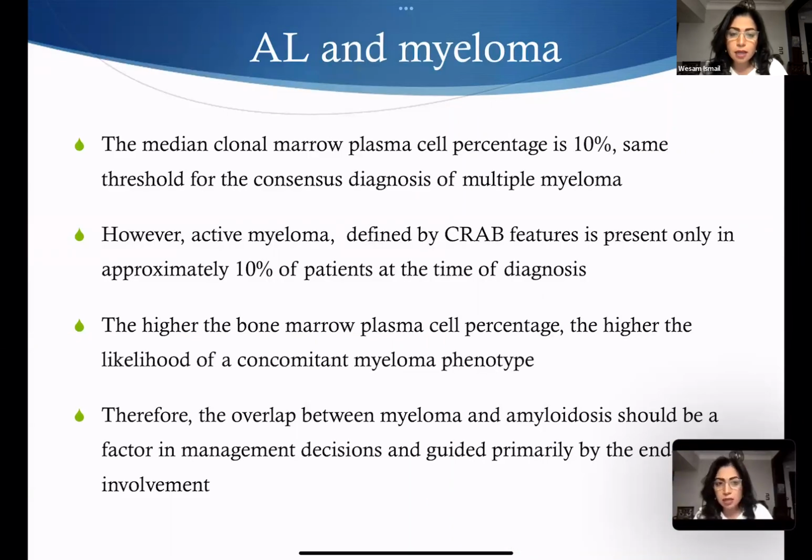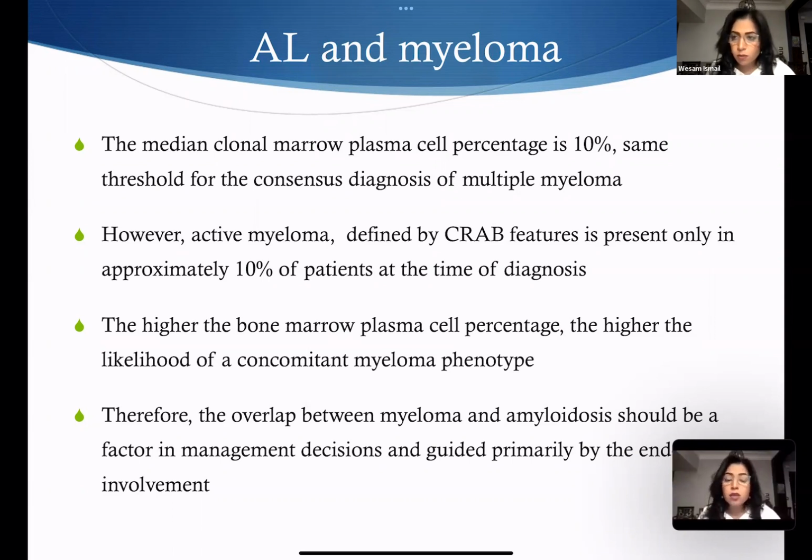I just want to highlight that you can have an overlap between AL amyloid and a full-blown multiple myeloma, because the median clonal marrow plasma cell percentage in AL amyloidosis is 10%. And this is the same threshold for the consensus diagnosis of multiple myeloma. However, patients with active myeloma, which is defined by CRAB features, present in only approximately 10 to 20% of patients at the time of diagnosis of AL amyloid, meaning that AL amyloid is actually mainly an MGRS. Only 10 to 20% of patients are going to have multiple myeloma at the time of diagnosis of AL.